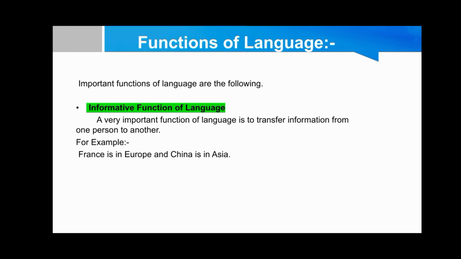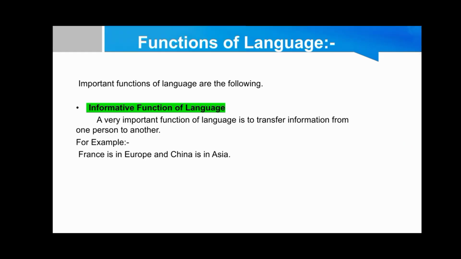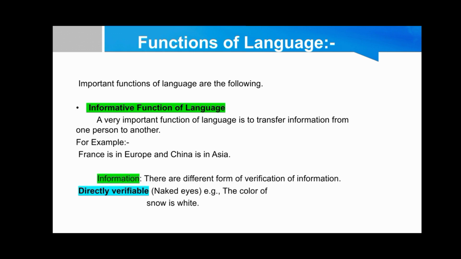Functions of language. Important functions of language are the following. Informative function of language. A very important function of language is to transfer information from one person to another person. For example, France is in Europe and China is in Asia.